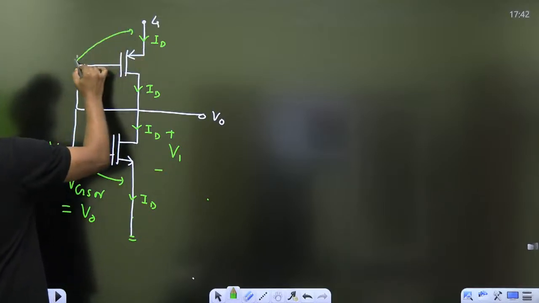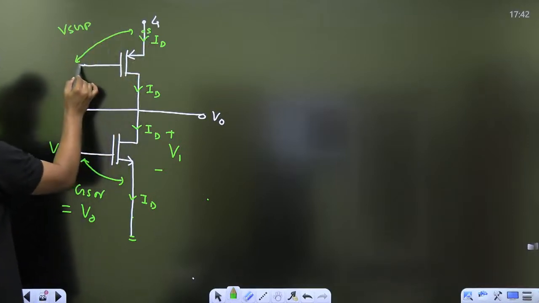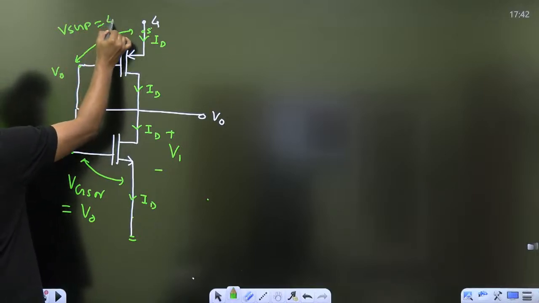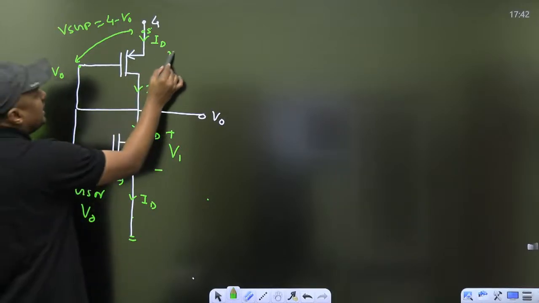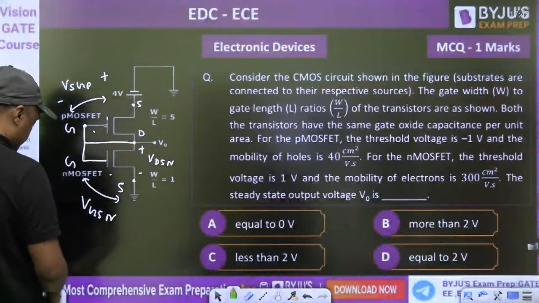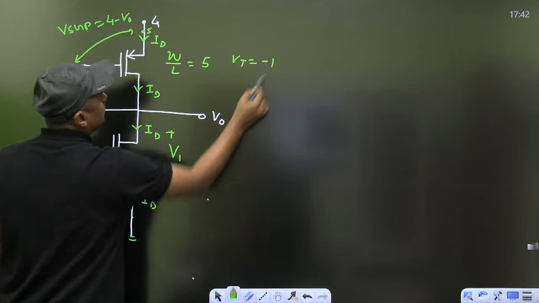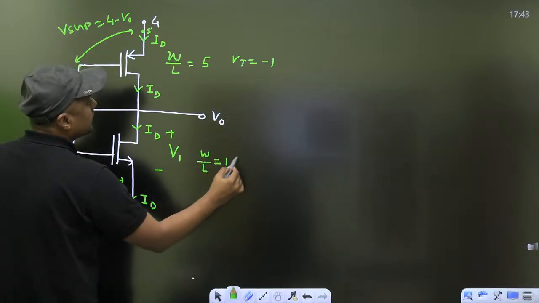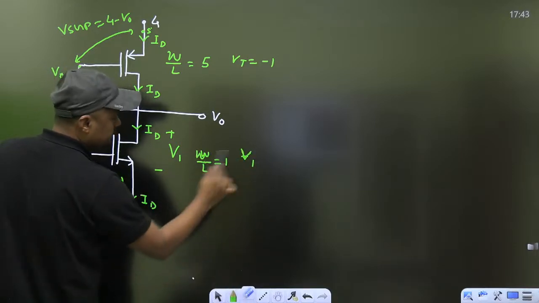And VSGP, what is the VSGP? This is the S terminal, this is the V0, and this is the 4 volt. That's why it will become 4 minus V0. And W by L for this is equal to 5. Threshold voltage is minus 1 volt. W by L is equal to 1. Threshold voltage is 1 volt.